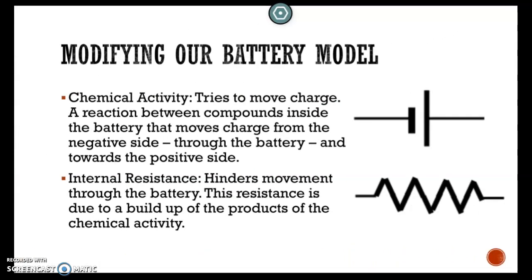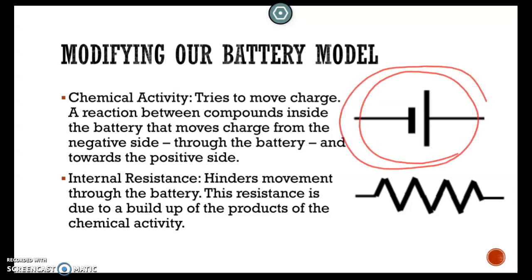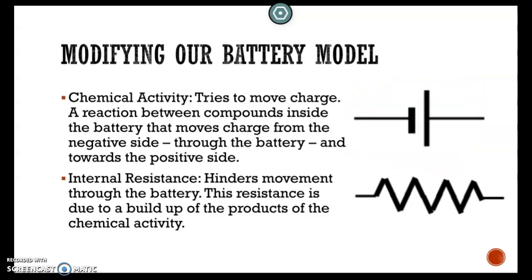We're going to modify our battery model, which before just looked like this, and we're going to add a little bit of resistance into our model of the battery. So we're going to say that this symbol here represents the chemical activity that's happening within the battery. That is what is trying to move the charge. There's a chemical reaction between the compounds inside the battery that moves charge from the negative side through the battery and towards the positive side.